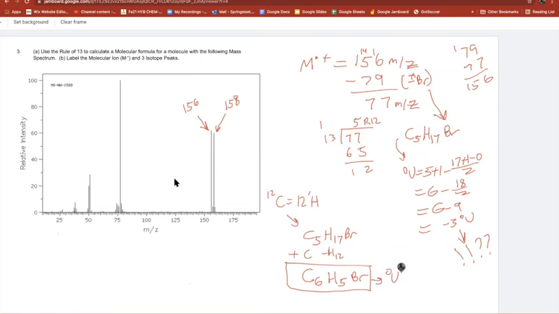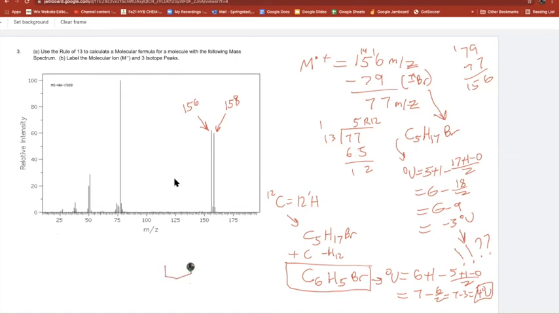Well, I'm pretty sure it does, but let's just make sure. 6 plus 1 minus 5 plus 1 minus 0 all over 2. 7 minus 6 over 2. 7 minus 3, 4 degrees of unsaturation. I think that works. If it's got 6 carbons, oh yeah, this is really easy.